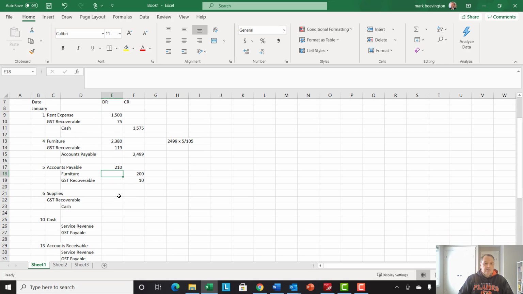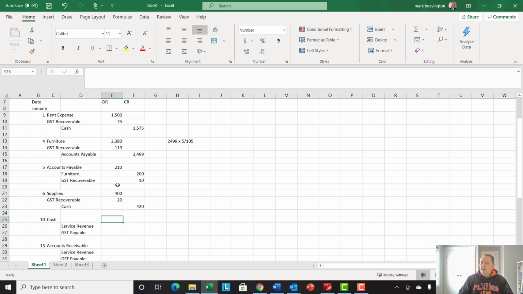Okay, so now we're on to the January the 6th entry. So he stocked up on some paper and ink, paying $400 plus GST. So we paid cash, and we know we paid $400 plus GST. 5% GST on 400 should be 20 bucks. And so the total cash that we paid was $420.